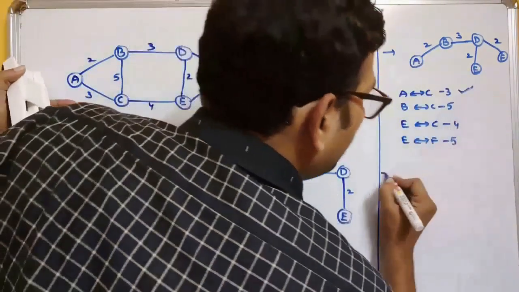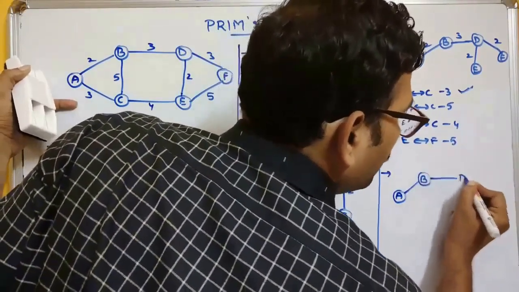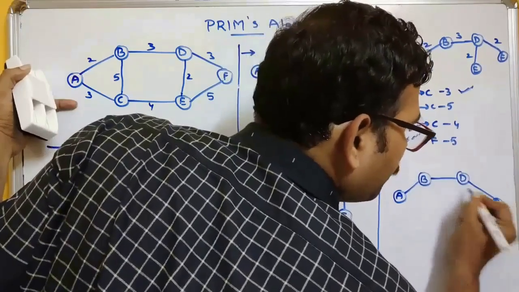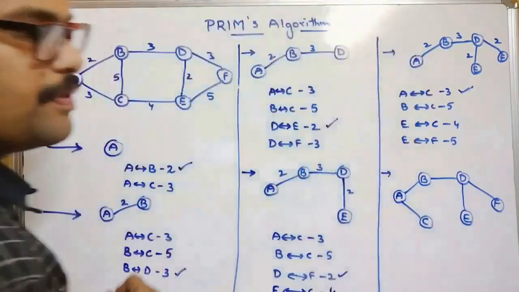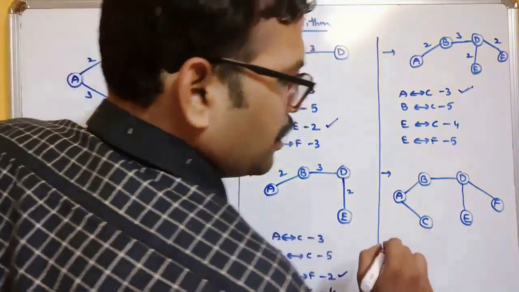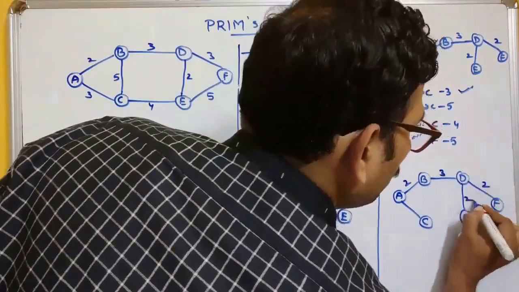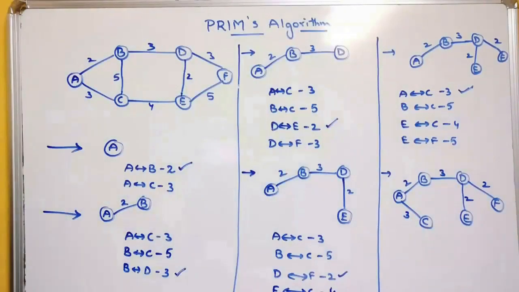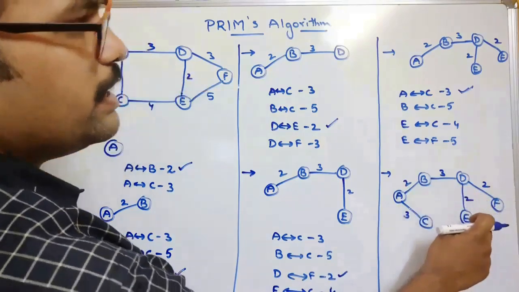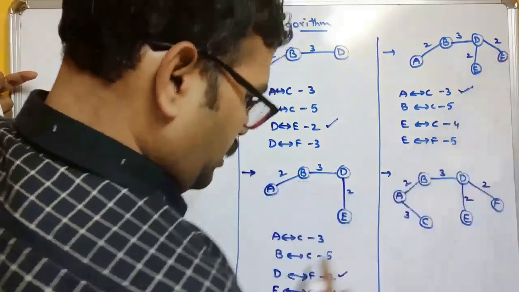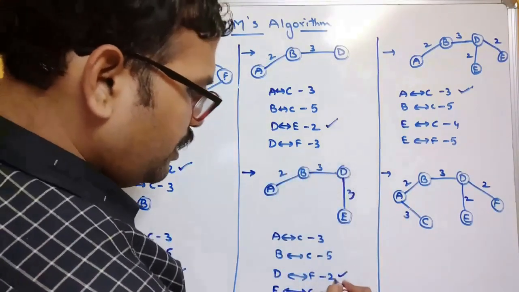So consider this one. So A to B, D, F, E, C. Now you can give the weights 2, 3, 2, 2 and 3. So you can observe here A to B with 2, B to D with 3, D to F with 3.